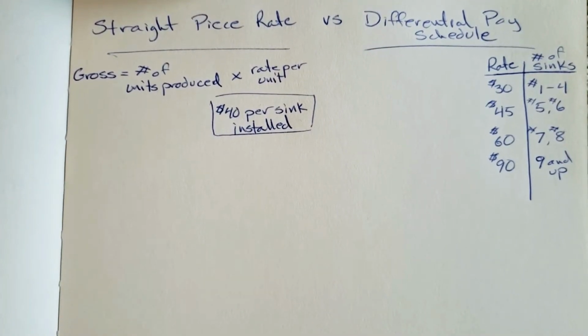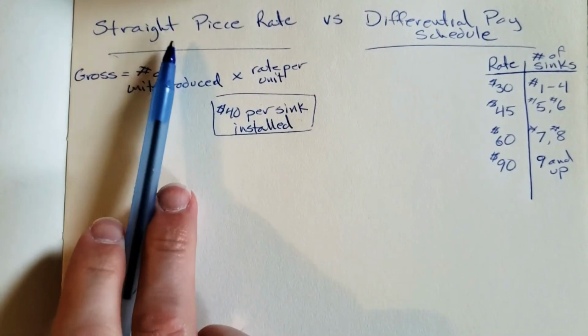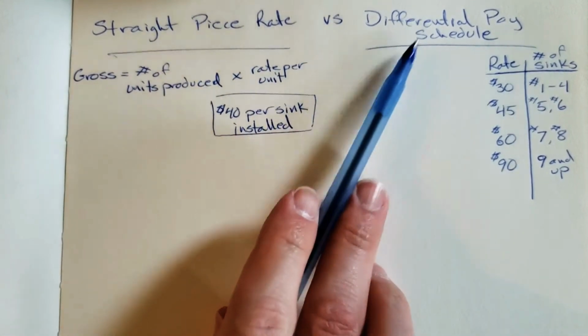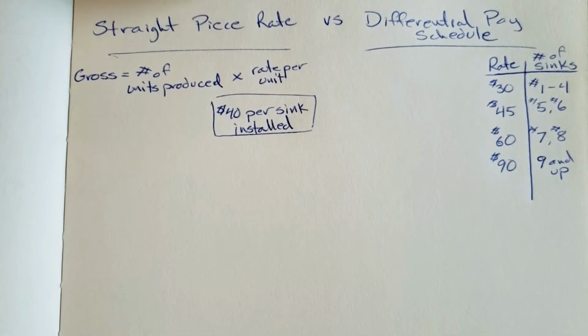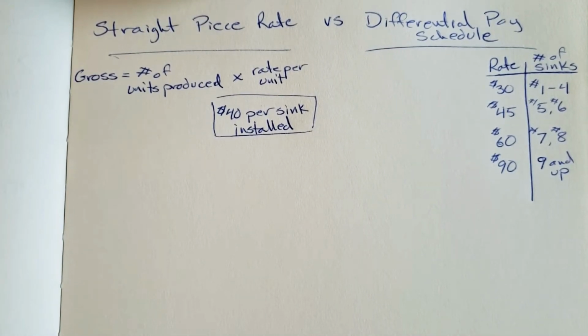Okay, this video is going to talk about being paid either a straight piece rate or by a differential pay scale. This is a little bit different than being paid per hour. It's being paid on how much you make, how many items you produce, or in this case, I'm going to show you how many items you install.